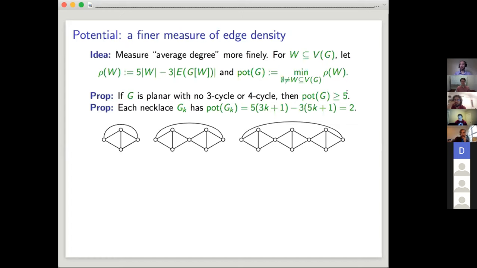That would be the kind of thing we'd want to prove, because then you can sidestep these necklace counterexamples and you're happy. And in fact, that's exactly what Kostochka and Yancey did. They said if the potential is at least 3.